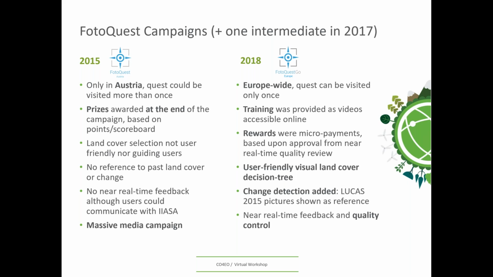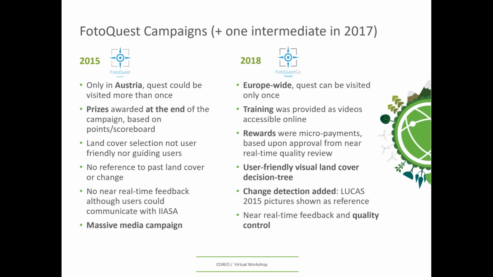Okay, so the campaigns were different, and of course, the app evolved over time. That means we took on board feedback and we learned how to improve the app over time. So in 2015, we called it PhotoQuest Austria. It was focused only in Austria, where we had LUCAS points plus extra points, all spread across the country.